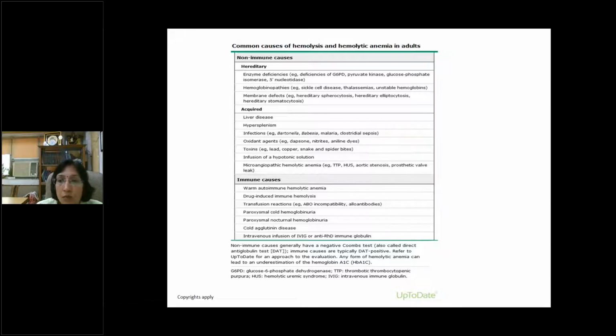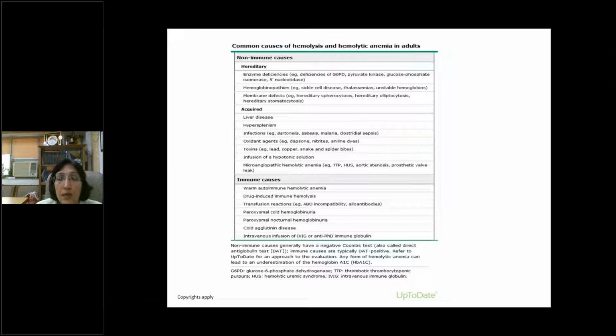Acquired non-immune causes means there is no immune system involved, but still the patient can present with evidence of hemolysis. Mainly we see it in chronic liver disease, patients with hypersplenism, splenomegaly leading to pancytopenia or hemolysis. We see it in severe sepsis, in which malaria and clostridium are usually seen in our clinical practice. Oxidant agents, mainly drug induced, are mainly seen in G6PD deficiency. Infusion of some saline, and microangiopathic hemolytic anemia.